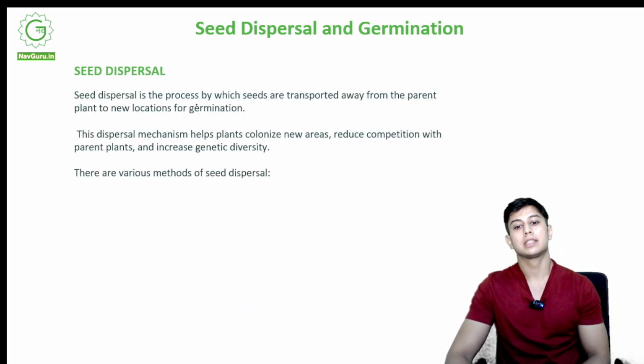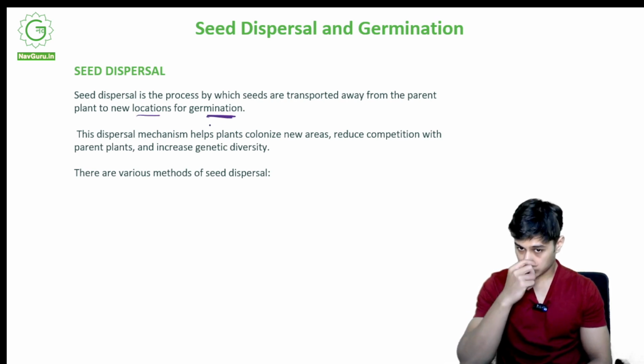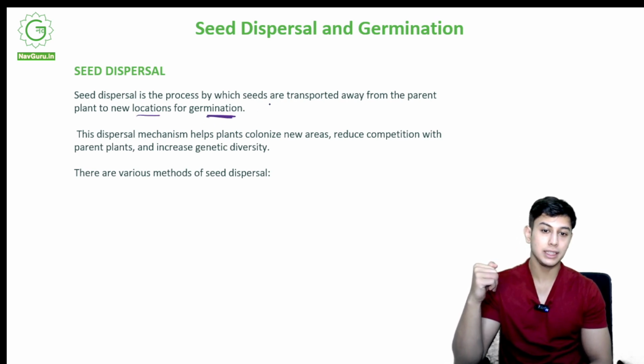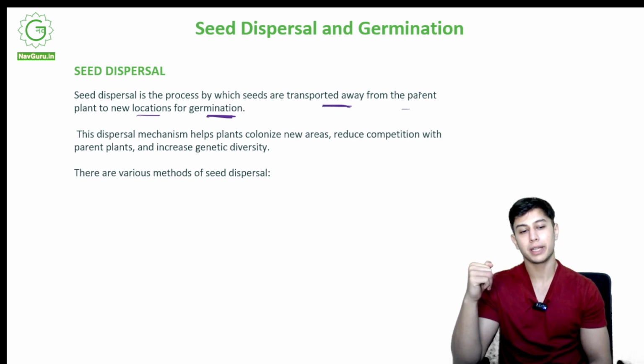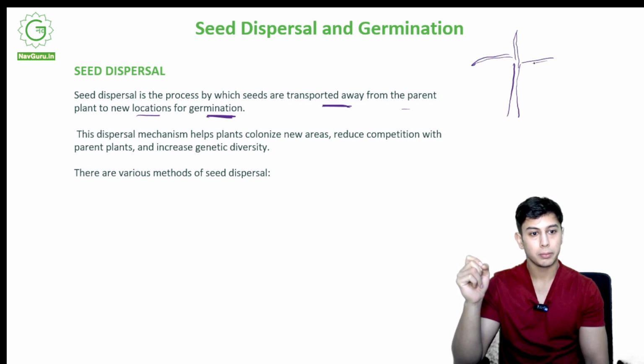Seed dispersal is the process by which seeds are transported away from the parent plant to a new location for germination. So for example, if this is a plant having leaves, right? It developed a fruit.